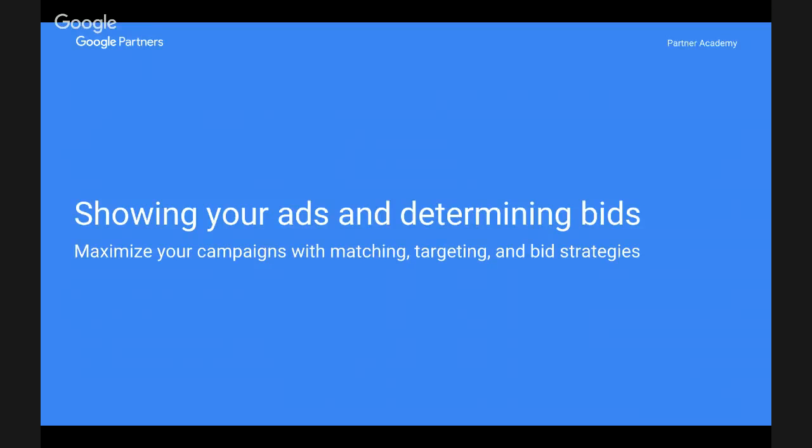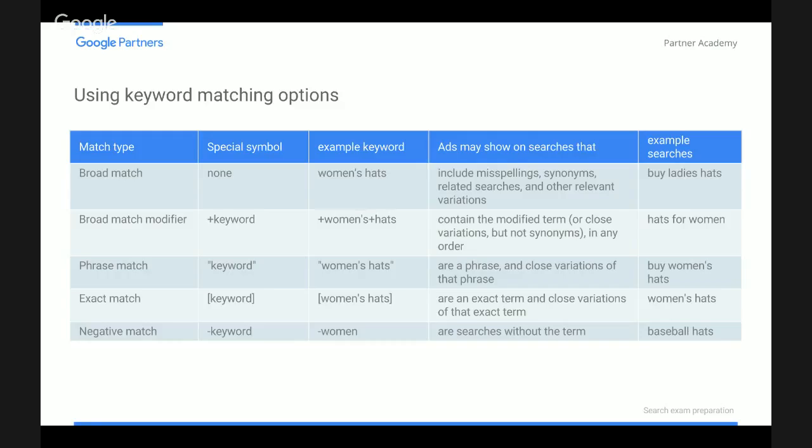Now let's move on to showing your ads and determining your bids. Okay, so first and foremost, we'll have a general understanding of the various keyword match types available to us. There are 4 match types, and then there is negative match. We'll look at the four match types first. One is broad match. Basically, this has no special symbols. The keyword is just written as it is.